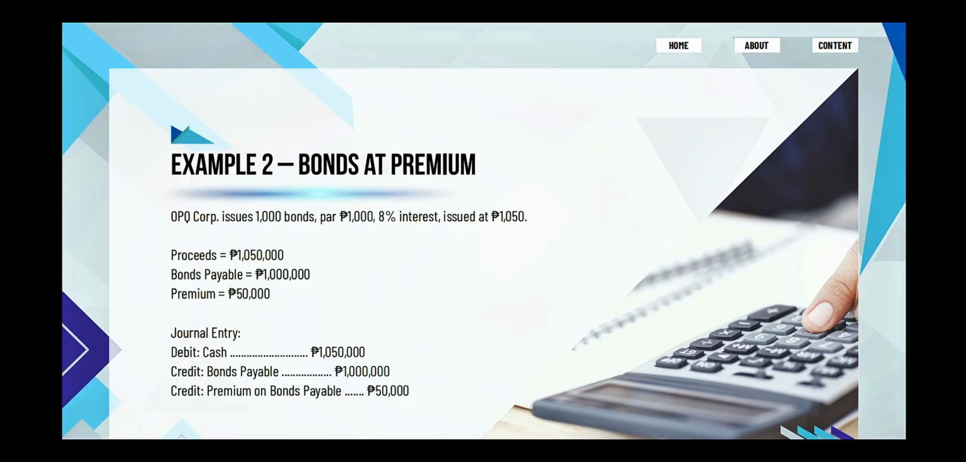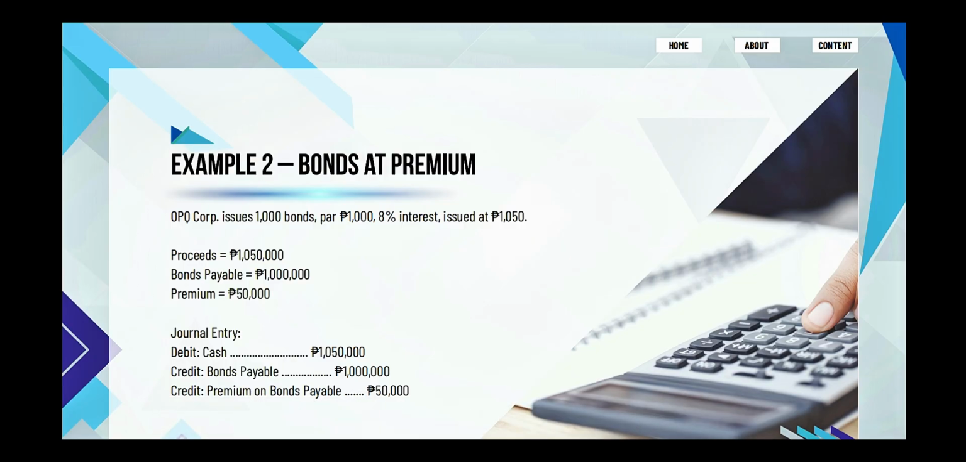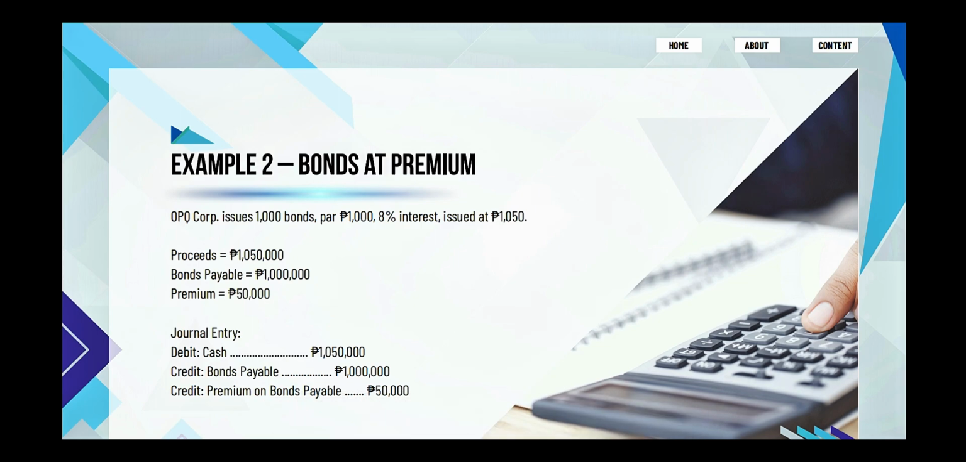Lastly, to get the premium on bonds payable, we just need to follow this formula, proceeds less the bonds payable. So that is 1,050,000 pesos less the 1 million pesos. And the answer is, of course, 50,000 pesos. So again, the proceeds is 1,050,000, the bonds payable is 1 million, and the premium is 50,000 pesos.